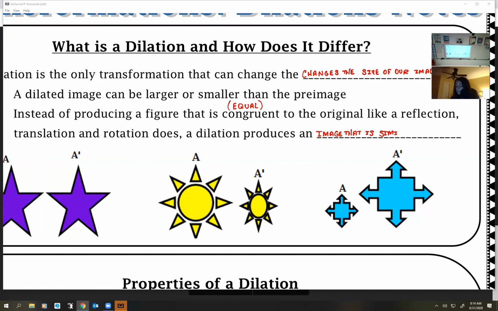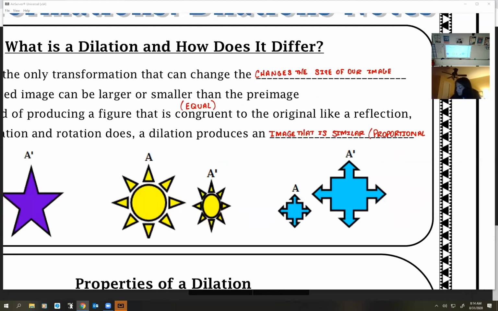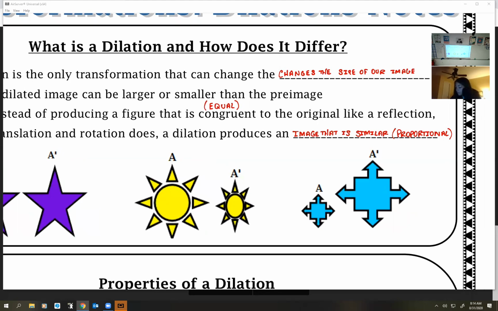What was the other fancy word we used for similar? Nope, that's when it's the same. That's when it's congruent. Started with a P. Do you remember? Proportional. Like a little word game right there. We're just revealing letters until we figure it out. So instead of producing congruent, also known as equal figures, like reflections, translations, and rotations, our dilation is going to produce one that is similar.